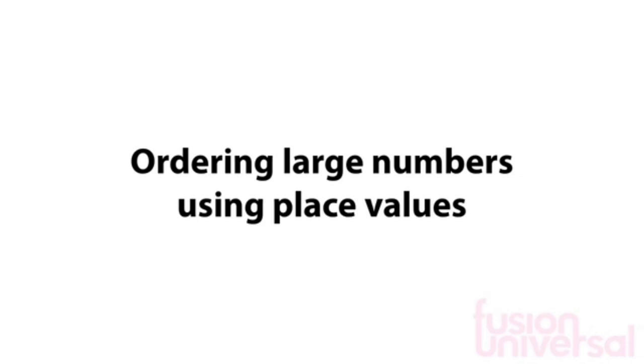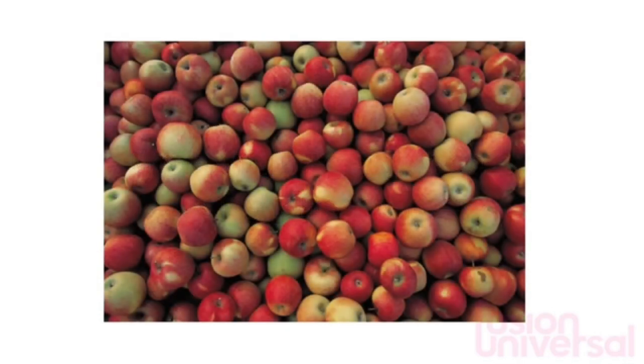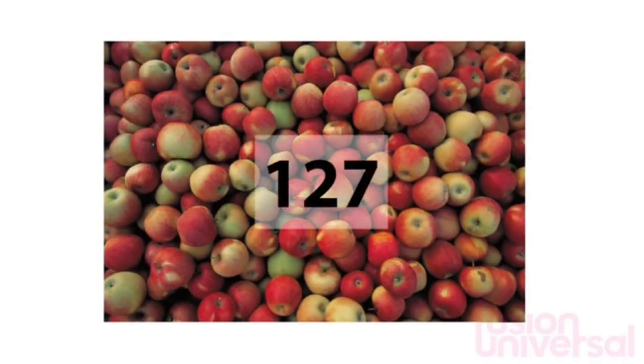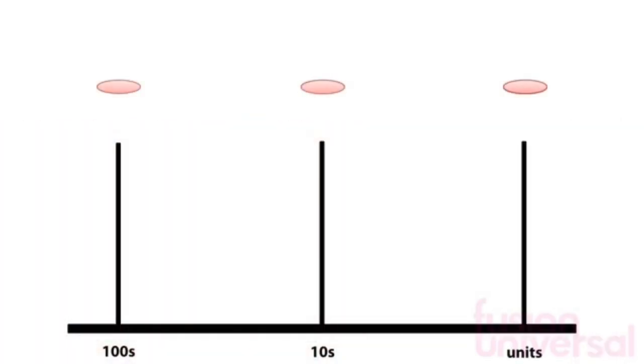In this video, we are going to look at ordering large numbers using place values. Here we have a pile of apples. We count them and there are 127. We can split it up in the following way: 100 plus 20 plus 7. We can show this on an abacus, putting one bead on the hundreds column, 2 beads on the tens column, and 7 beads on the units column.